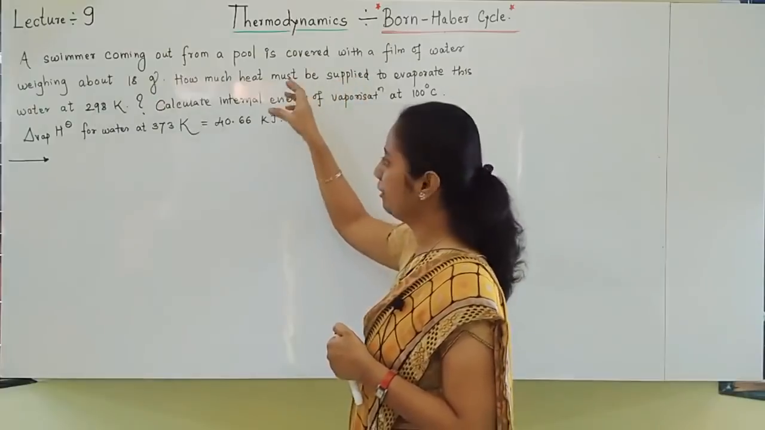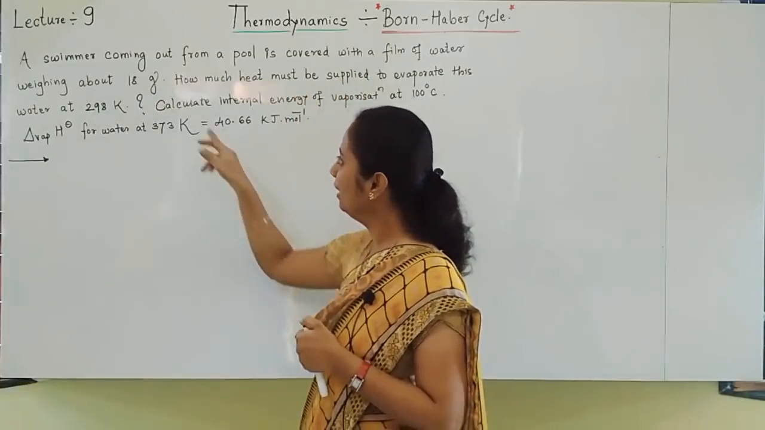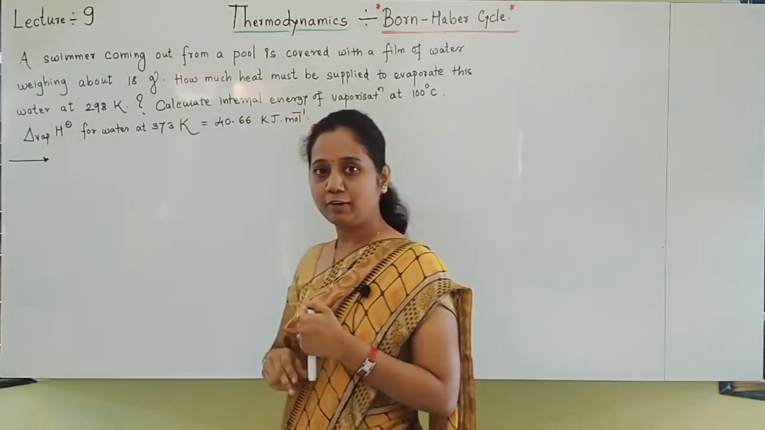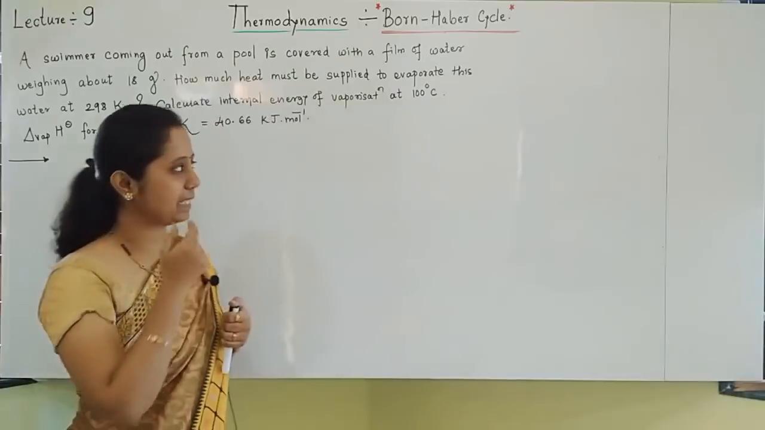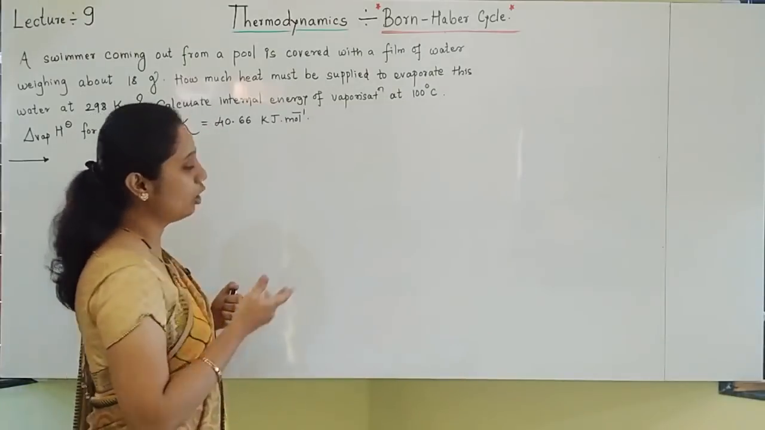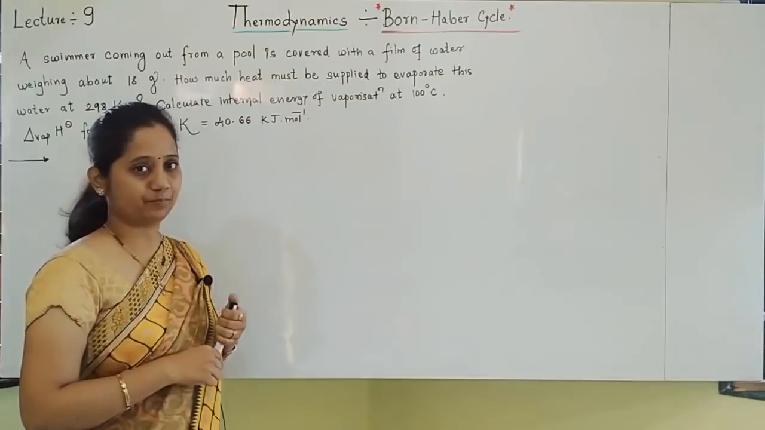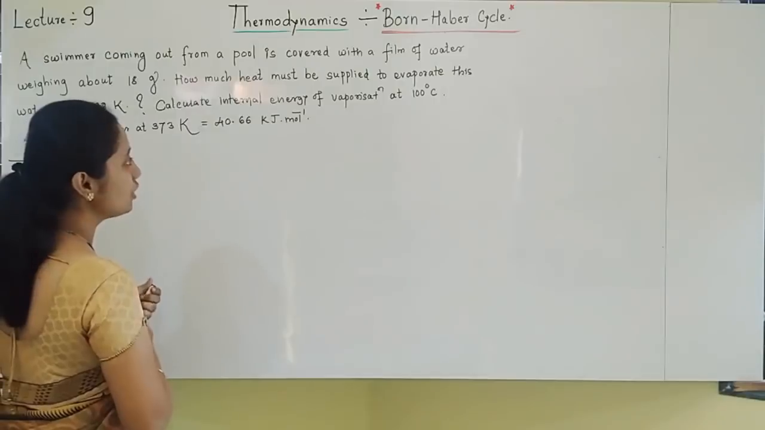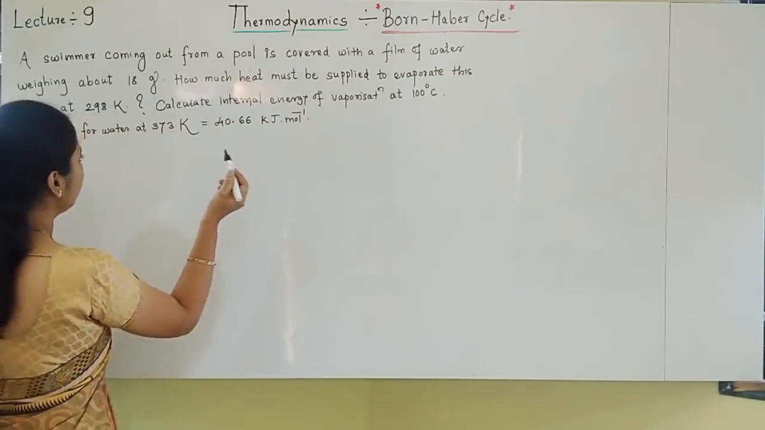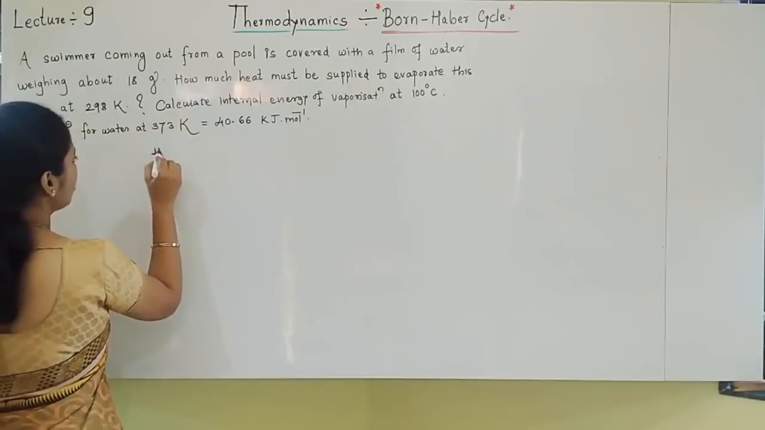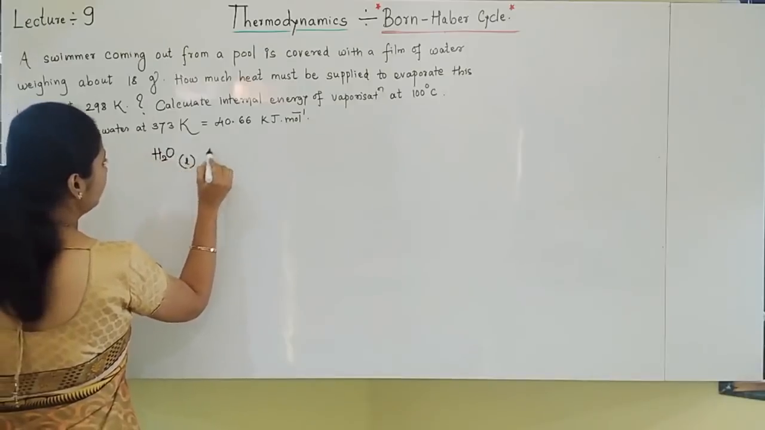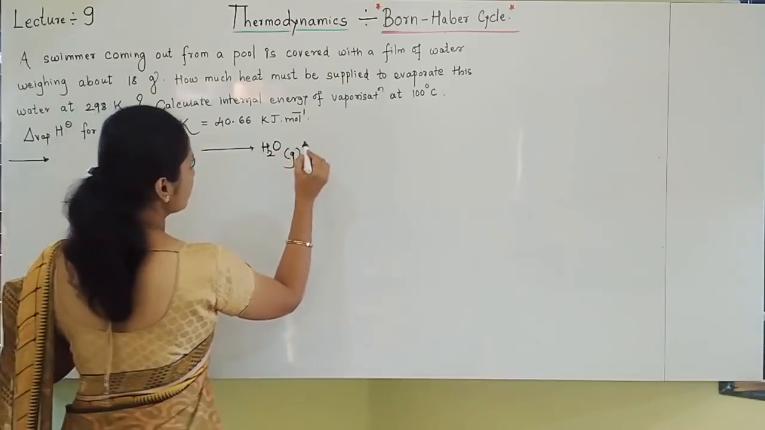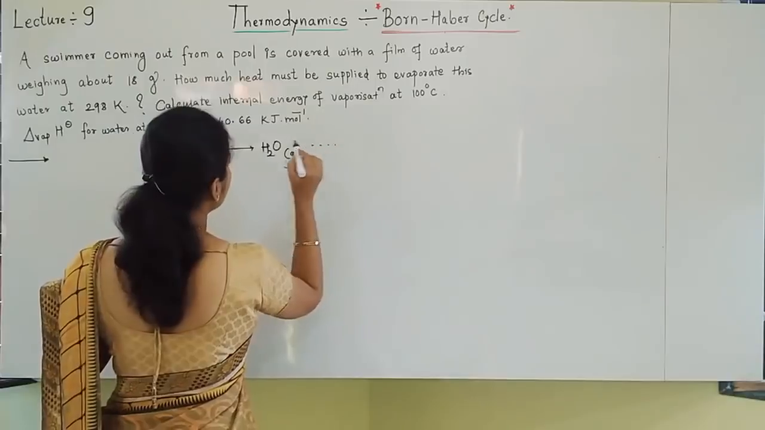How much heat must be supplied for evaporation of that water? So calculate the internal energy of vaporization. We have to find out the internal energy of vaporization at 100 degrees Celsius. What do you mean by vaporization, students? The equation I can write as water is liquid and it gets converted into gas. This process is called vaporization.